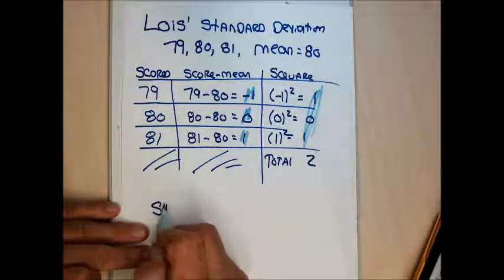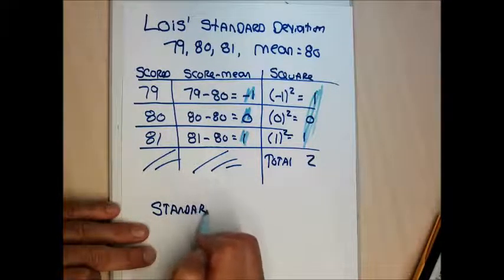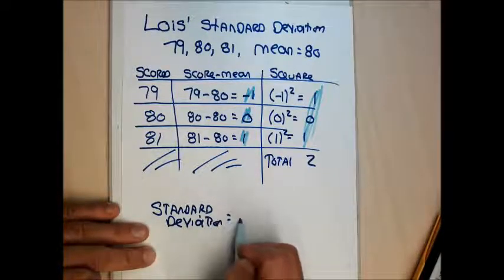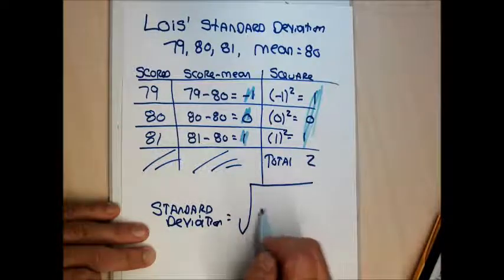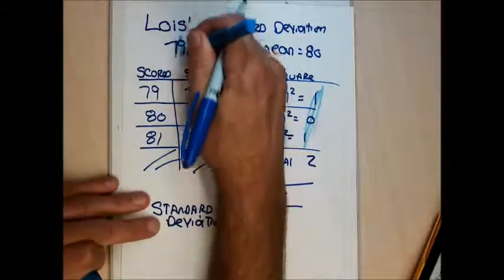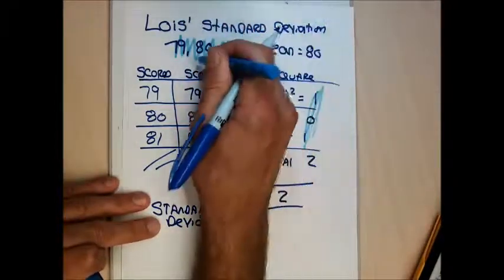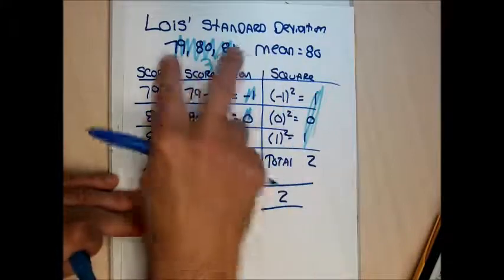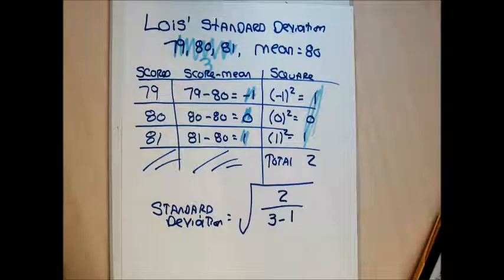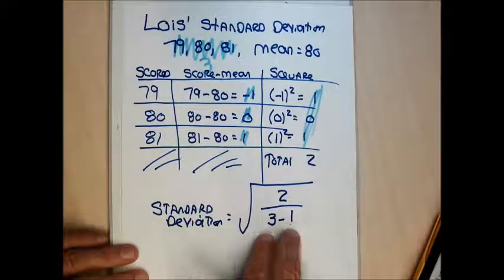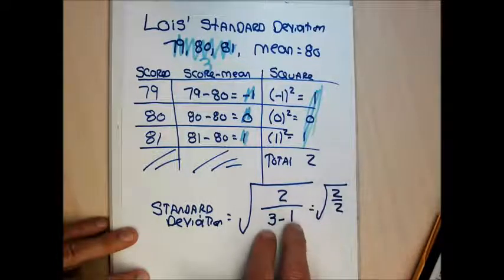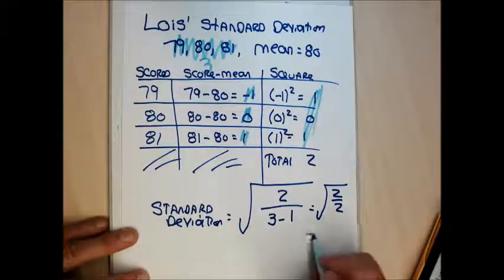The standard deviation for Lois's scores is going to be the big square root. In the numerator, it's the total of this right-hand column, which is 2. And the denominator, it's the number of scores minus 1. Here there's 3 scores. If there were 10 scores, it would be 10 minus 1. But here, there were just 3 scores, so it's going to be 3 minus 1. This is always the number of data points minus 1. And then this is just going to be the square root of 2 over 2, because the denominator comes out to 2. And I could do this without my calculator.